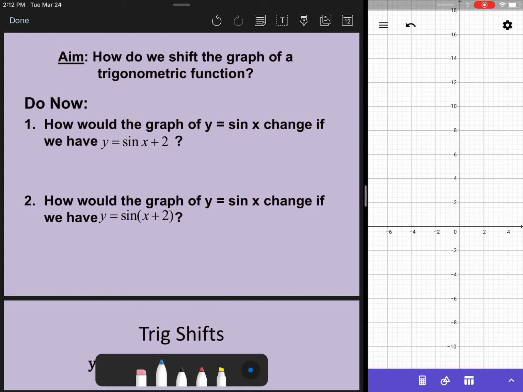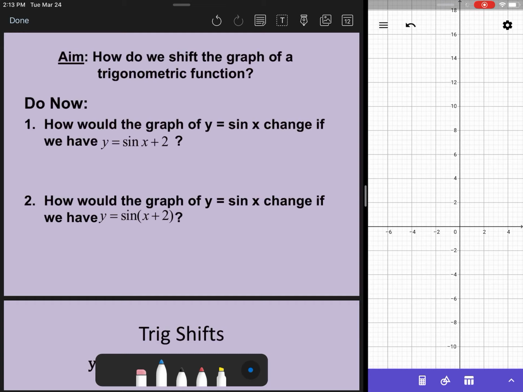Okay guys, today we're going to learn how we shift the graph of a trigonometric function. You're going to notice in today's lesson that the way that we shift trig functions is really the same way that we shift other functions such as quadratics, absolute values, linears. Okay, remember that.